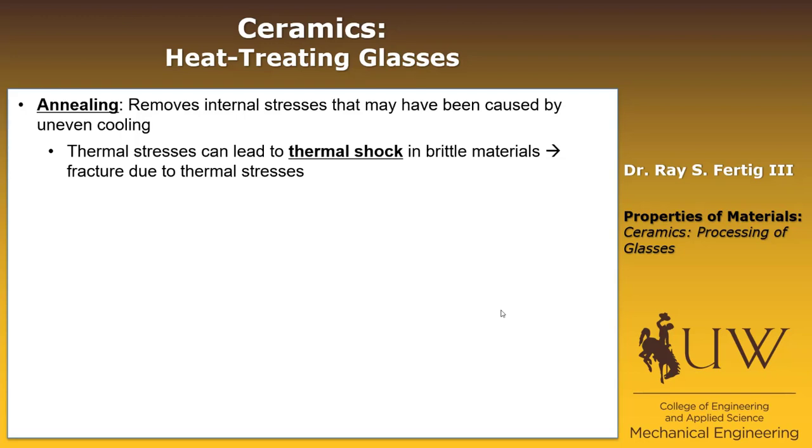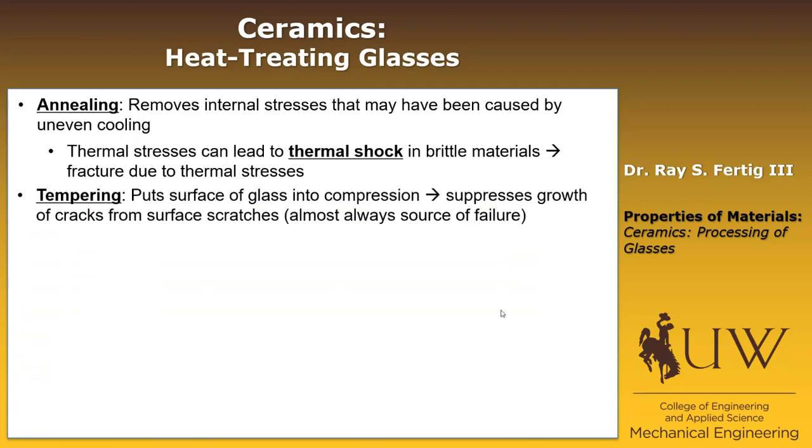So we don't want thermal stresses in general unless we're controlling them carefully, and that leads us to this next heat treatment process, which is called tempering. And all that is is putting the surface of the glass into compression. And the reason we do that is because if we have compressive stresses at the surface and we put a crack in it, then those stresses are going to serve to actually close the crack instead of open the crack. So it helps us to be a little bit more damage tolerant.